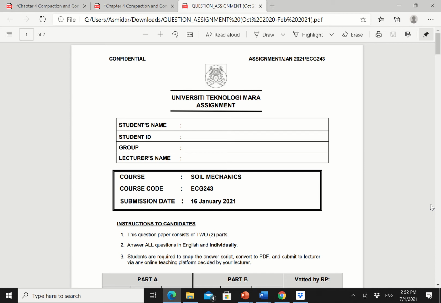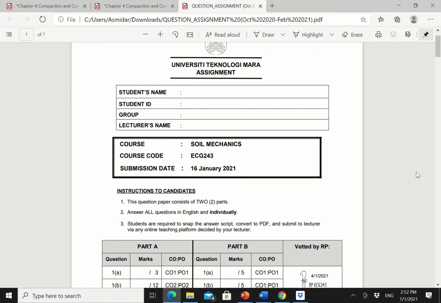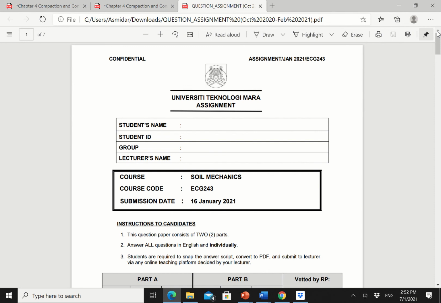This assignment gives you 25 marks, so make sure that you submit on time and answer all the questions accordingly. Please show your work. Everything that is calculated will give you marks. For this assignment, the submission date will be on 16 January 2021.